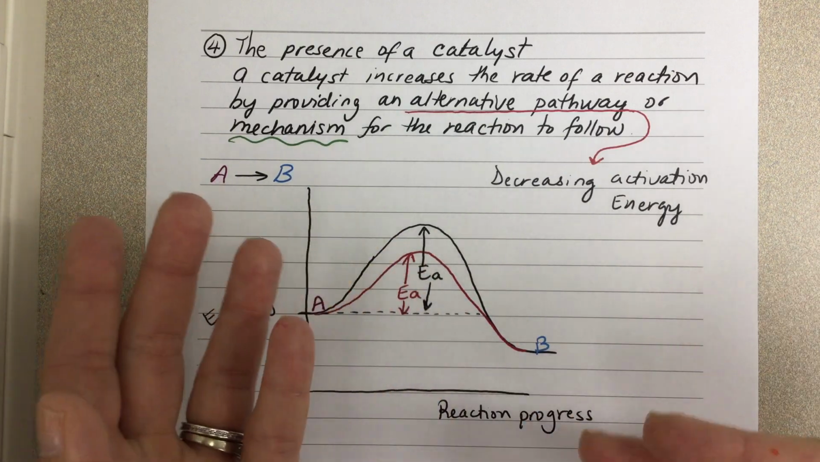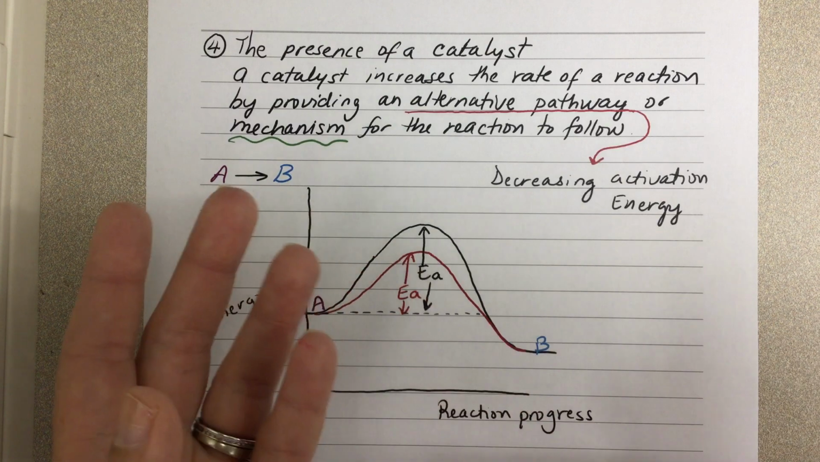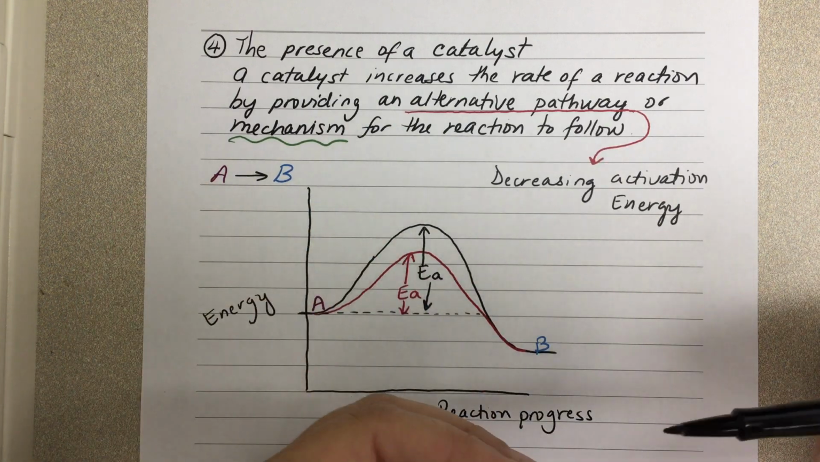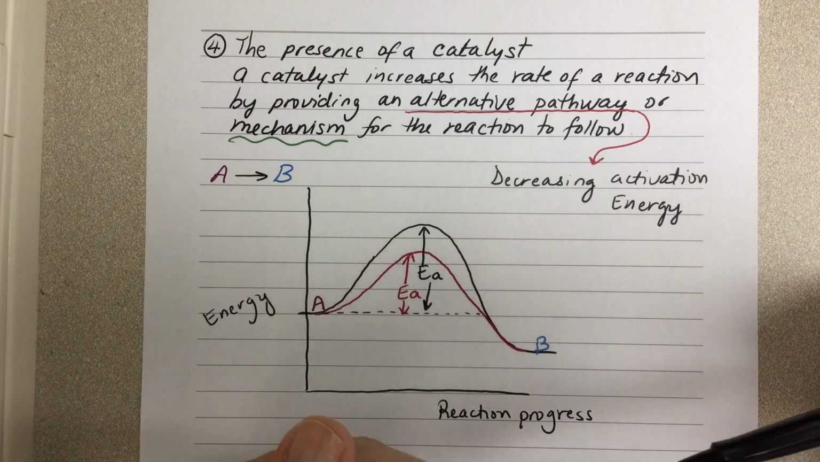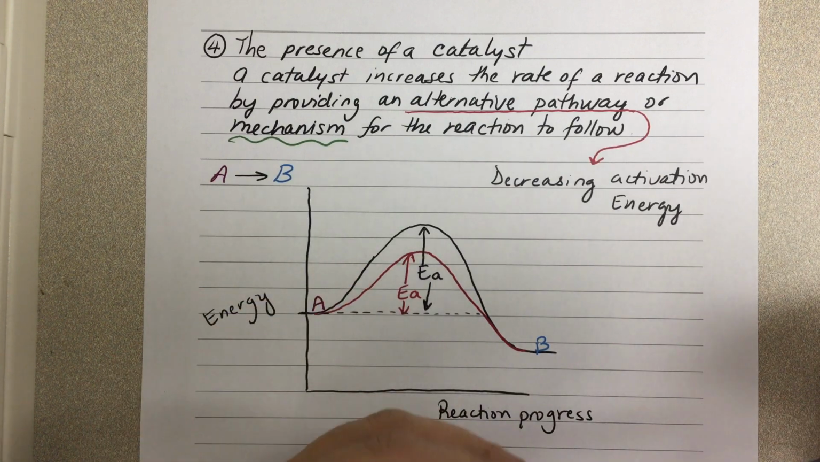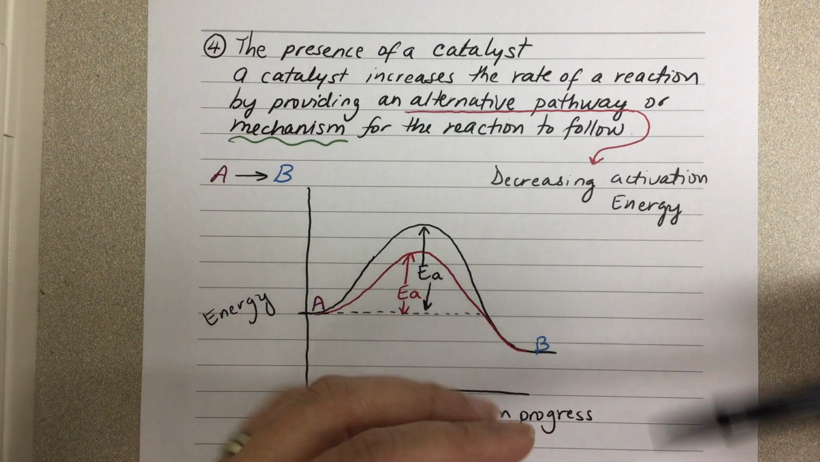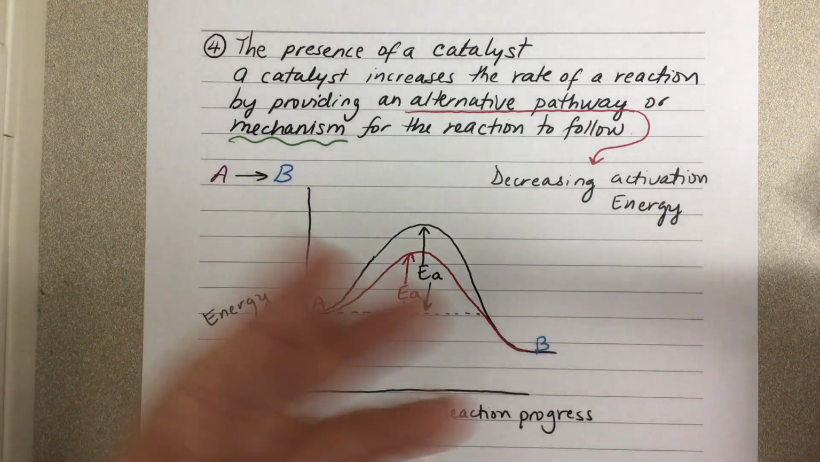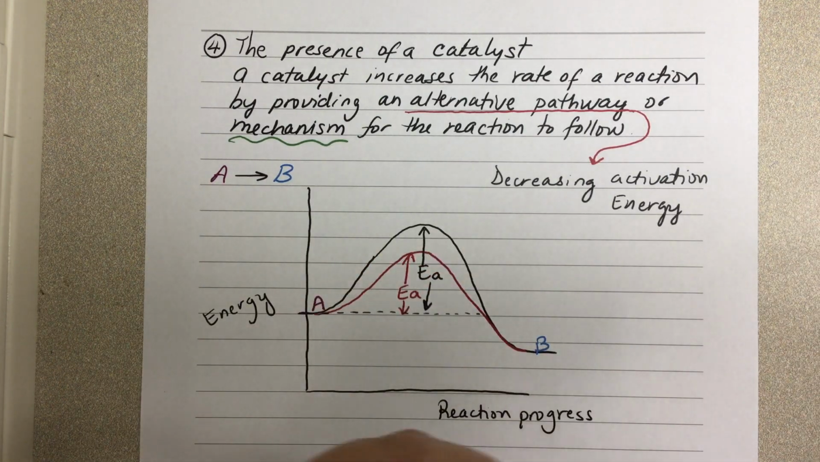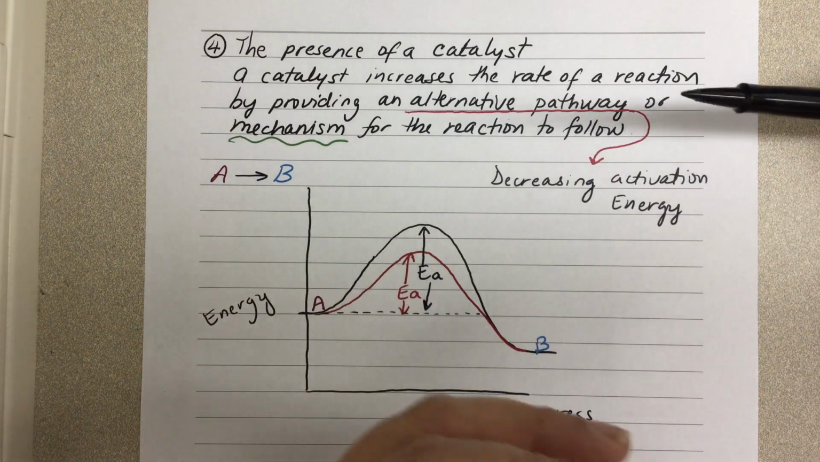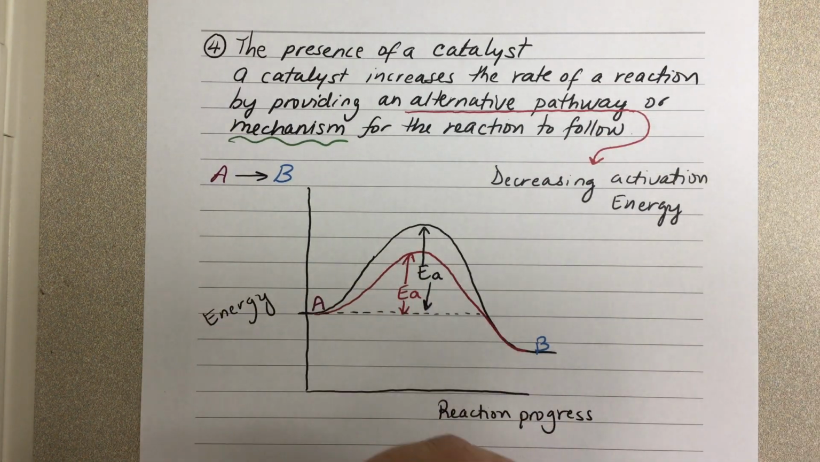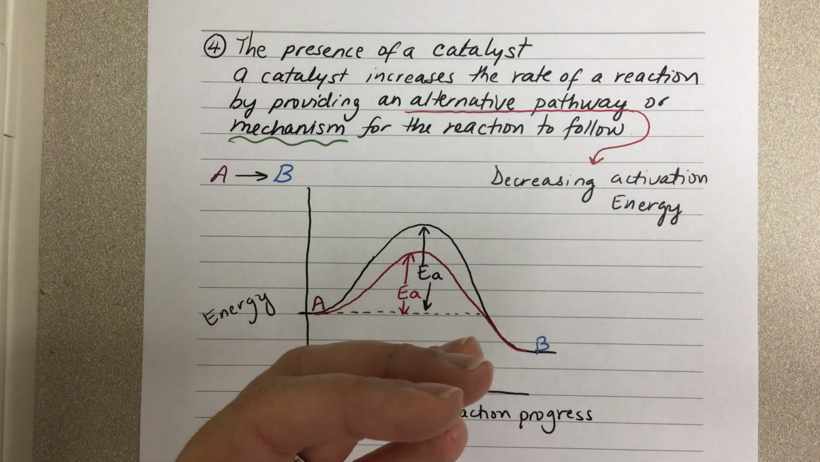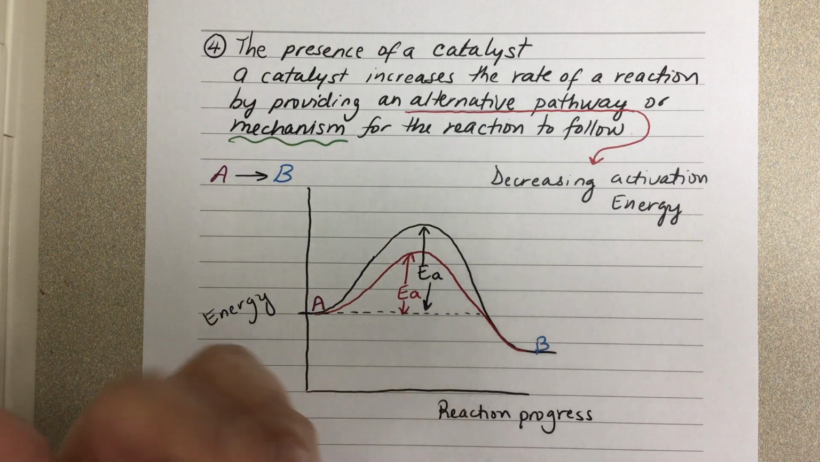Then if you have a catalyst, you will go from reactants to products using a different route. But what the catalyst is actually doing is finding a way to decrease your activation energy. And remember, your activation energy is that amount of energy that you need for your reactants to actually go to products. If you don't have that minimum amount of energy, your reactants will not move towards the products because you don't have enough energy to jump through that barrier.